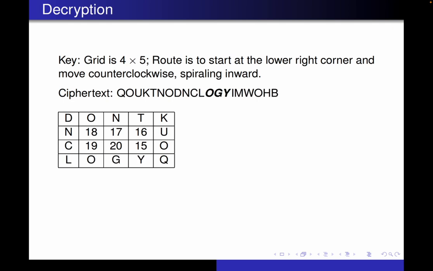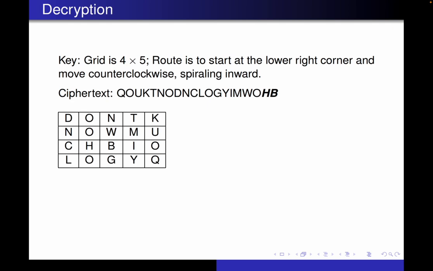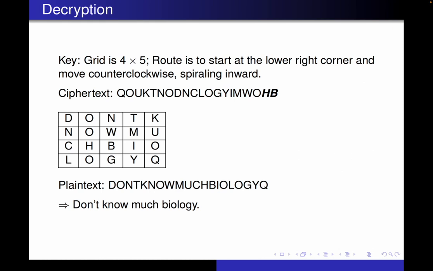Then the next letters going straight up, 15 and 16, give us IM. Then going to the left 2 for 17 and 18, that's WO. And then the last 2 are 19 and 20, that gives you H and B. Now we write those out in 1 row at a time, from top to bottom, going from left to right. So our plain text looks like that when we do that. And then we separate them, "don't know much biology," and then throw out the Q, because Q is clearly not part of the message. So that was a null character.